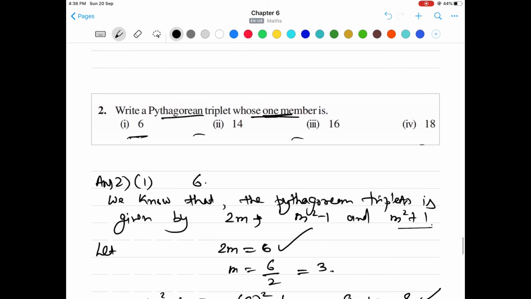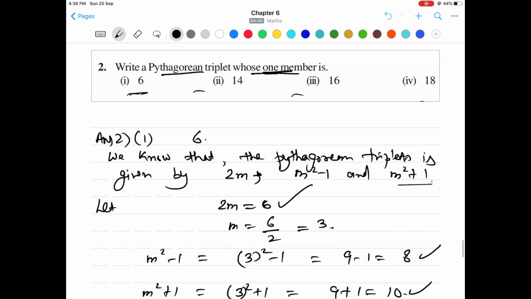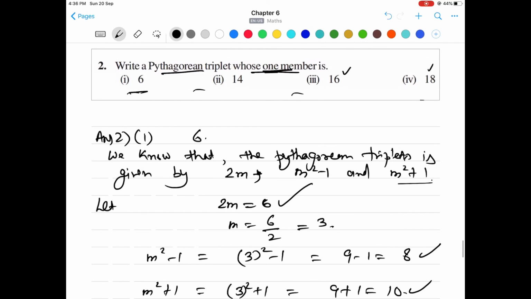So I have done the first two parts. I hope you can complete the other two parts, that is 16 and 18. Again equate them to 2m. So from here the value of m will be 8, and from here the value of m will be 9. With this you can find the corresponding values of m square minus 1 and m square plus 1. You will get the three numbers which will be the Pythagorean triplets.